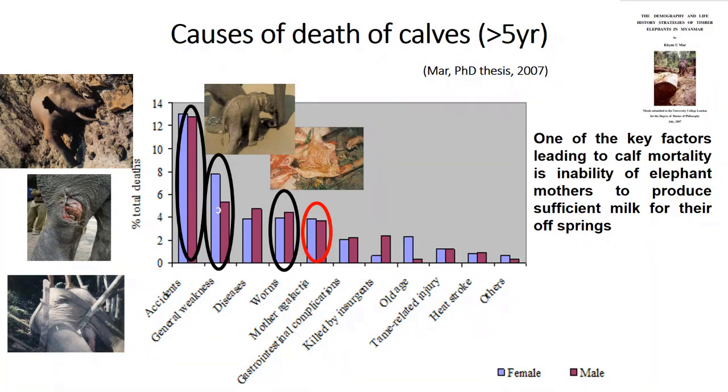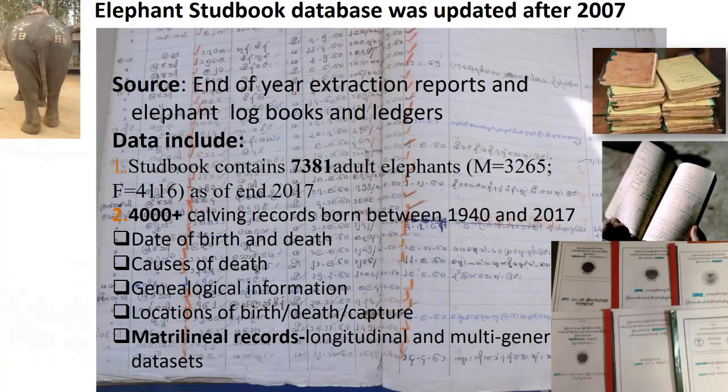This is what I reported in my thesis. The Studbook database was updated after 2007. I finished my PhD in 2006-7, and I continued updating, and by 2017 the Studbook contained 7,000 plus adult elephants, plus 4,000 plus calving records born between 2014 and 2017. So this is longitudinal data. We know each and every date of birth, whether they were born in captivity, and death date if they died. So we can easily calculate longevity and birth potential, the fecundity rate for females, and we know the cause of death, and we know the genealogy, whether it is a first generation elephant or a second generation elephant born in captivity.